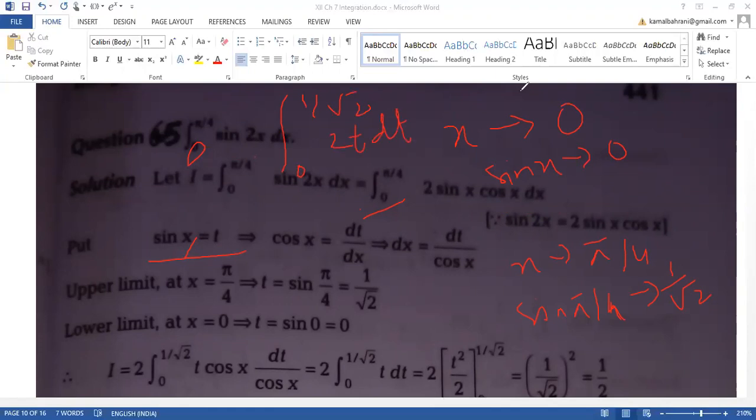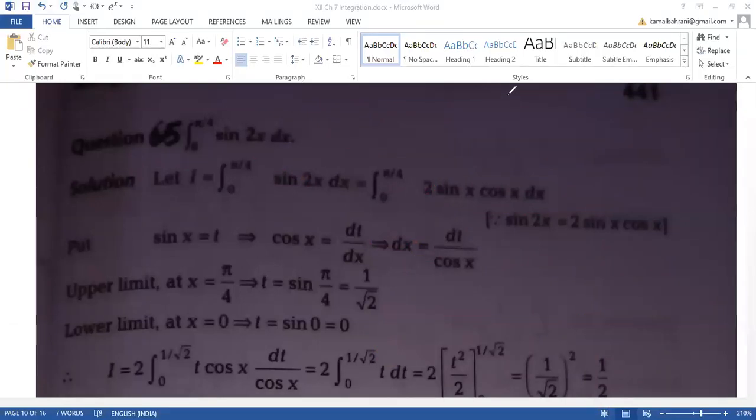This will be your question. Clear? Now again, just see what it will be. This will be 2 times t square by 2. Clear? So this 2 will get cancelled with 2. You will get t square, and then the limit is 0 to 1 by root 2. Now you can put the value of t as 1 by root 2 first. 1 by root 2 whole square, minus 0 square will be 0 only. So the answer will be 1 by 2. Is that clear? Come to the next question. If you have any problem, come to the chat box and ask.